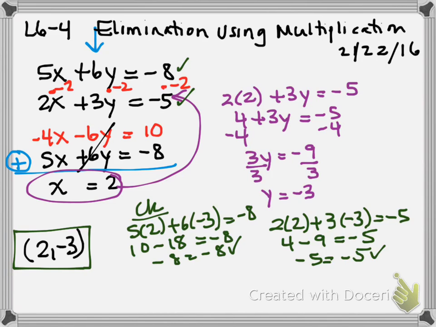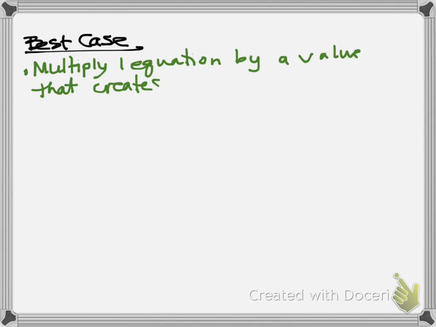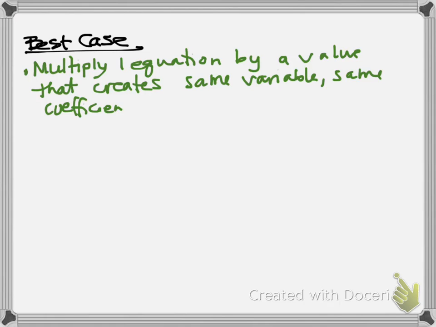So let's talk about this in words a little bit. So best case, you're going to multiply one equation by a value that creates same variable, same coefficient, opposite signs.